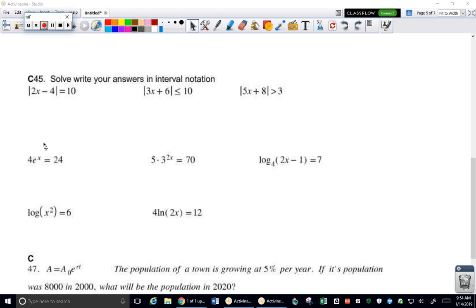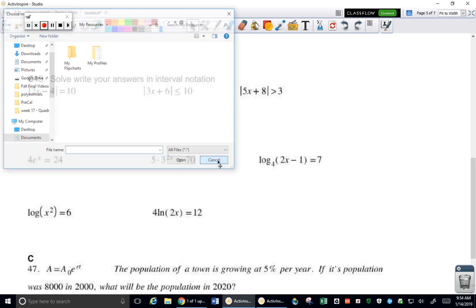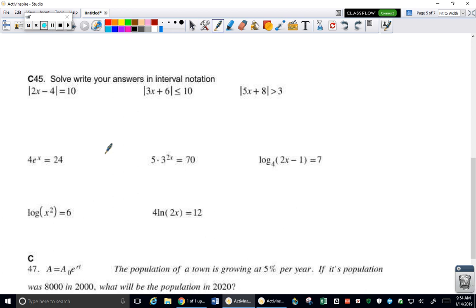Okay, so we're going to be working on the 5 exponential and log questions next. Solving these, it says we can use a calculator, even though on some of them we don't need to. So we're going to start with this one: 4 times e to the x equals 24.